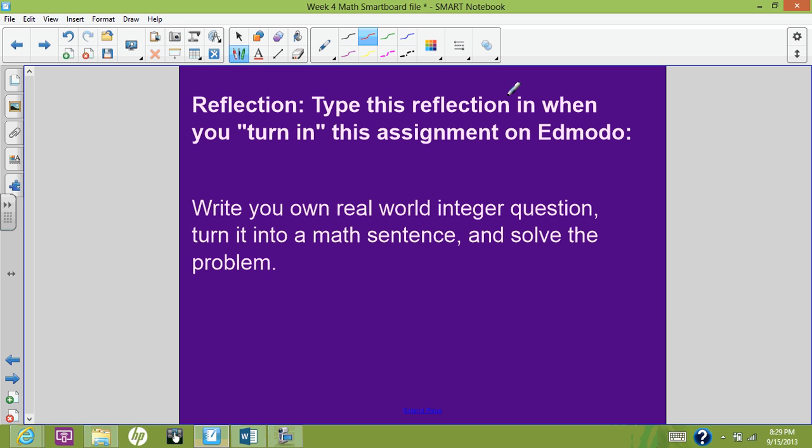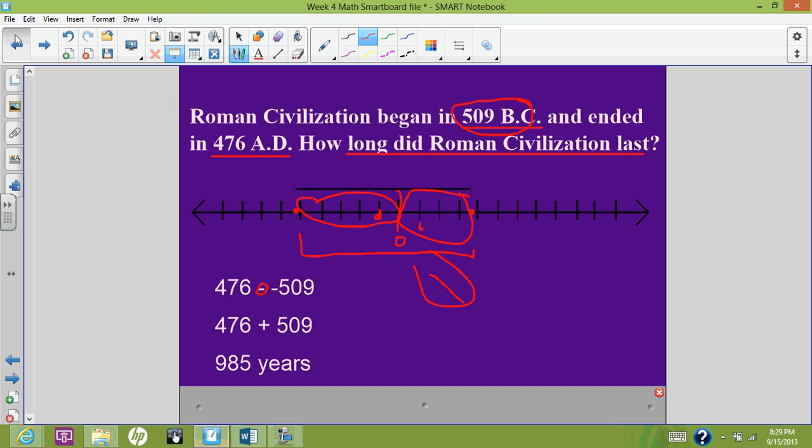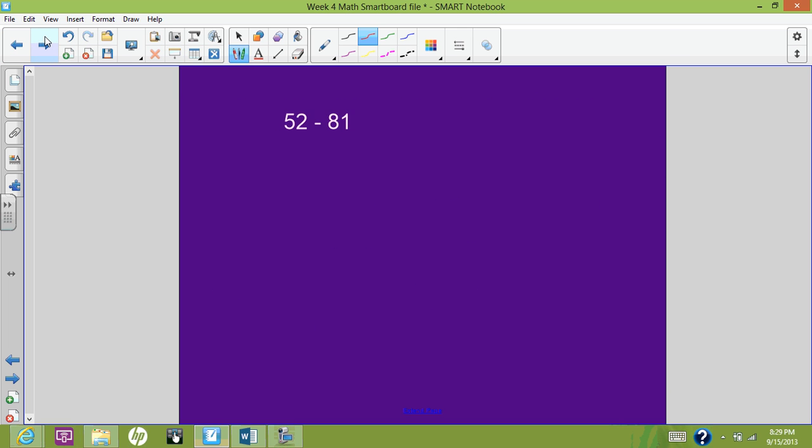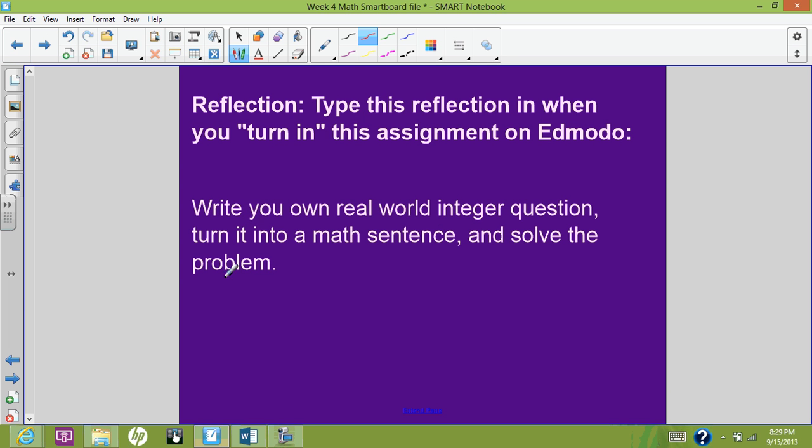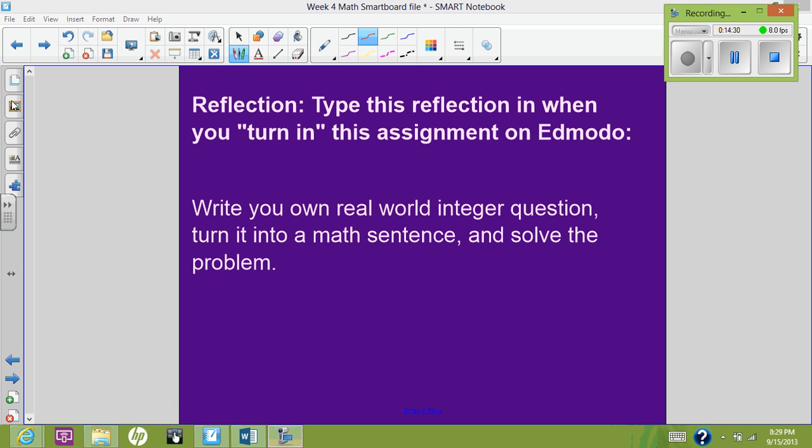And now you don't have to write this in your notebook. I want you to type this into Edmodo in the reflection section when you turn in your assignment. Don't forget to write it in there, otherwise I can't grade it. And I want you to write your own real-world integer question word problem. I want you to turn it into a math sentence, much like we did back here with the wars and the temperature and all that. And then I want you to solve the problem that you wrote from your word problem. And I'm going to be looking at them when you turn in your assignments and seeing if they make sense. And with that, this video is done, and I will see you in class tomorrow.